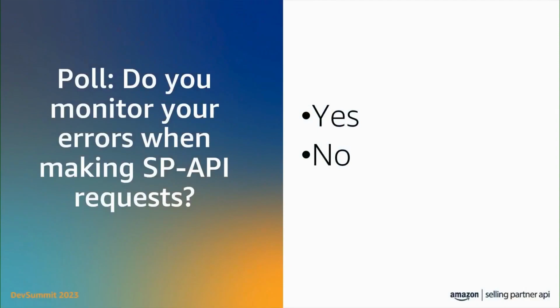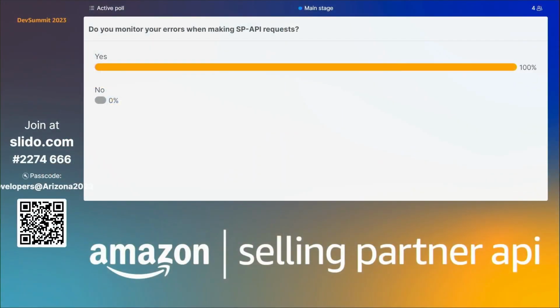Before we dive into this topic, let's do a quick poll. Use your Slidos and see if you want to answer this question for us. Do you monitor your errors when making selling partner API requests? Here we are specifically talking about monitoring errors that you are receiving from selling partner APIs, not just about monitoring the overall health of your system. I'll give you a couple of minutes.